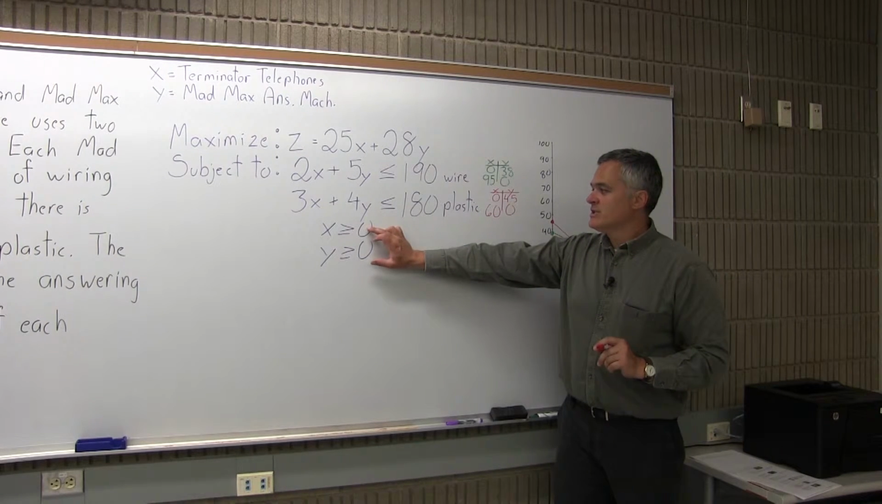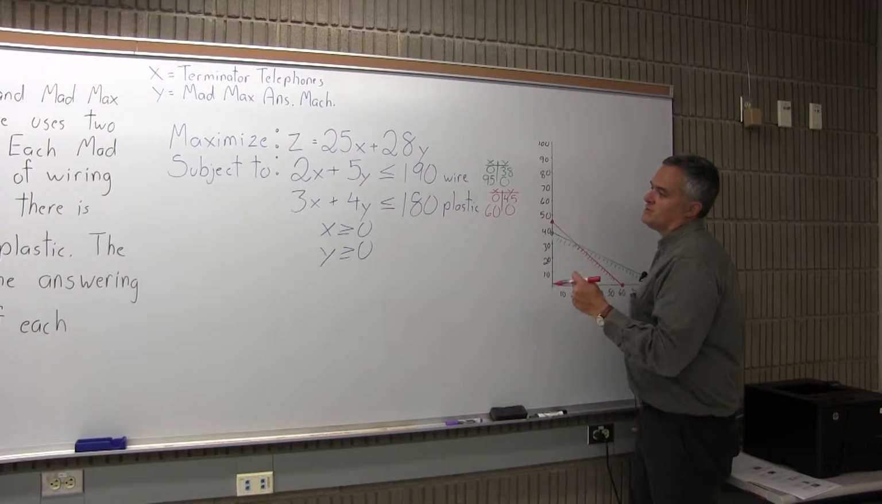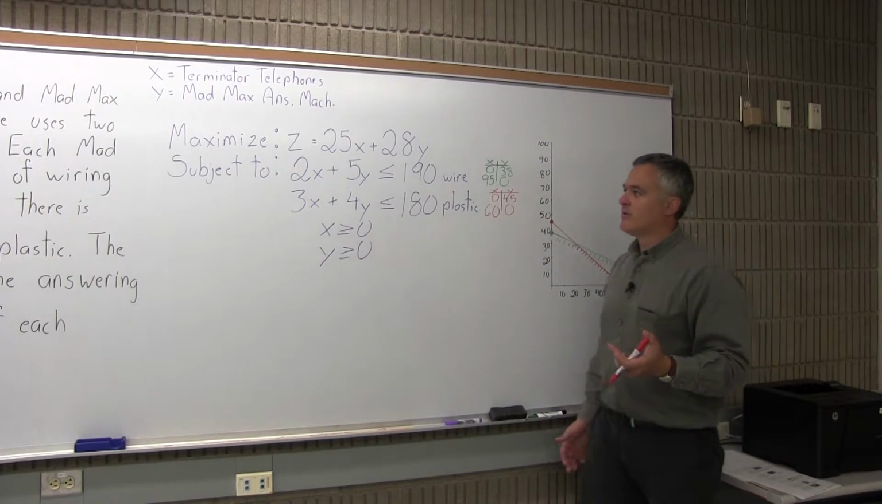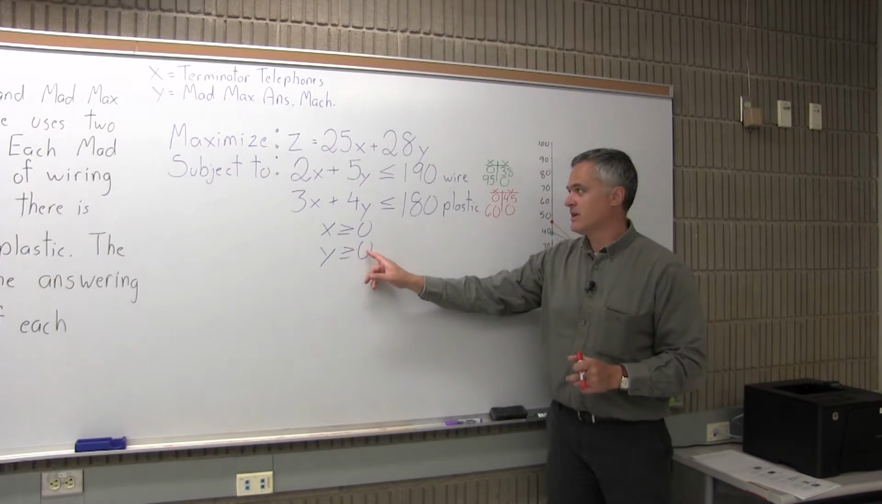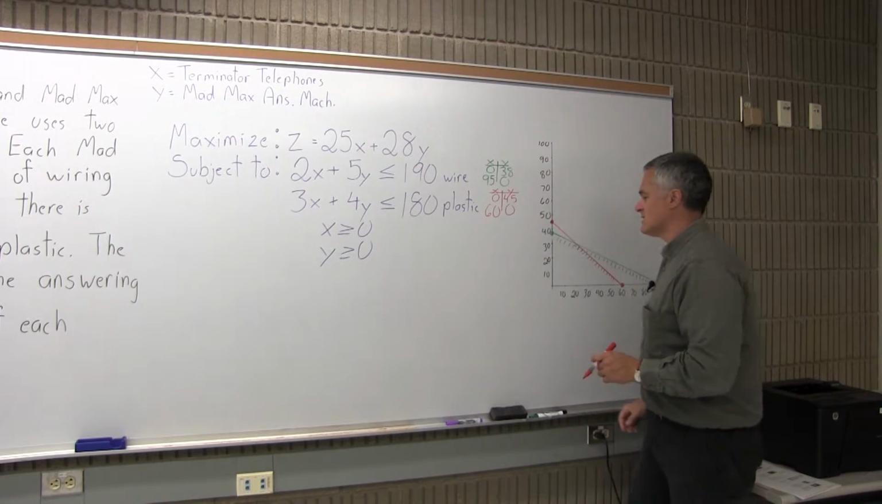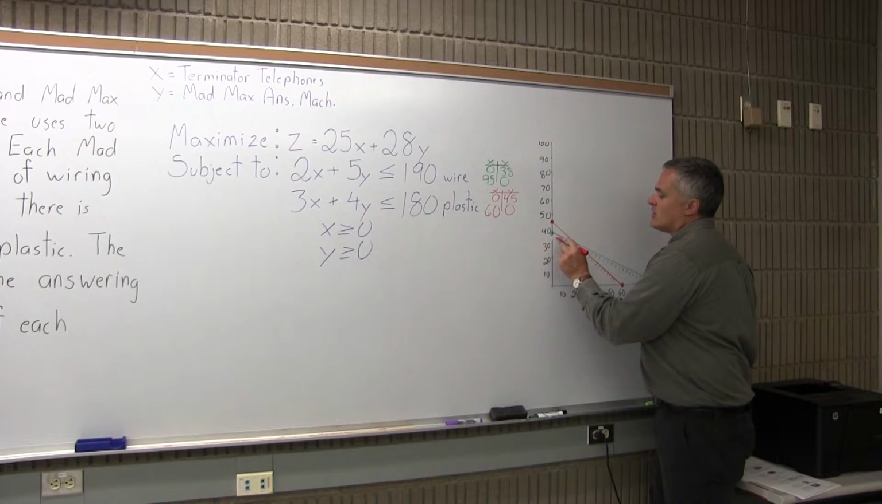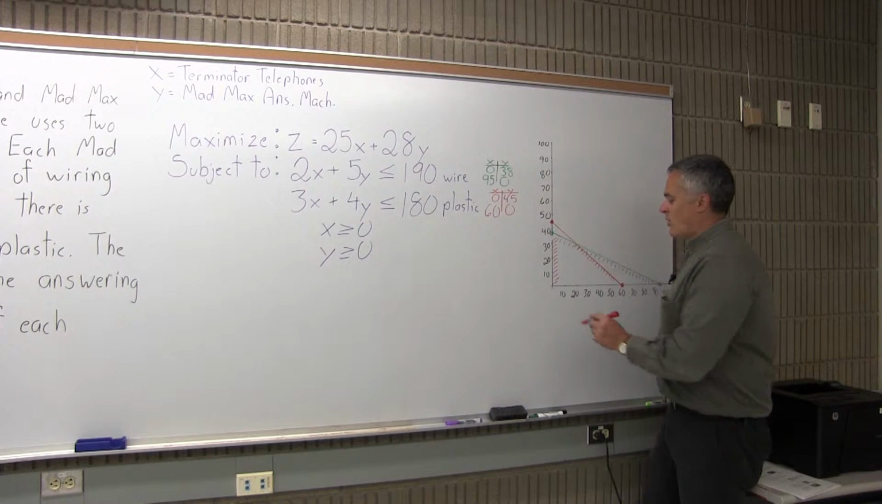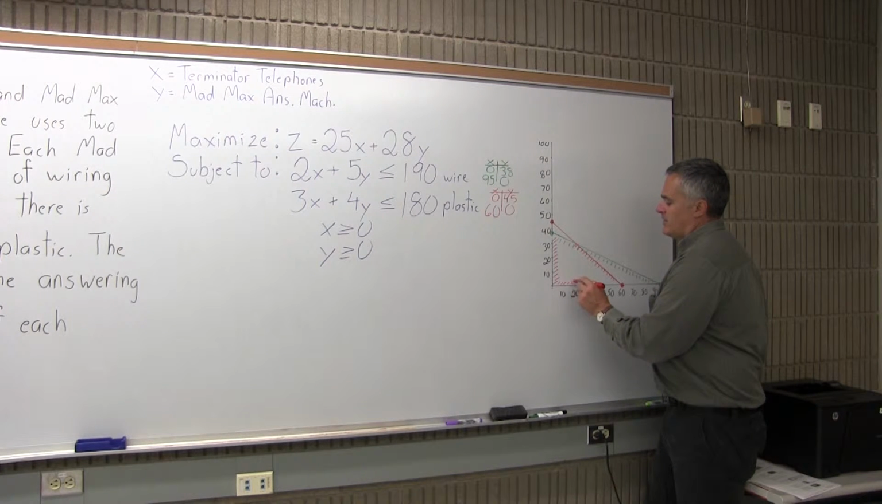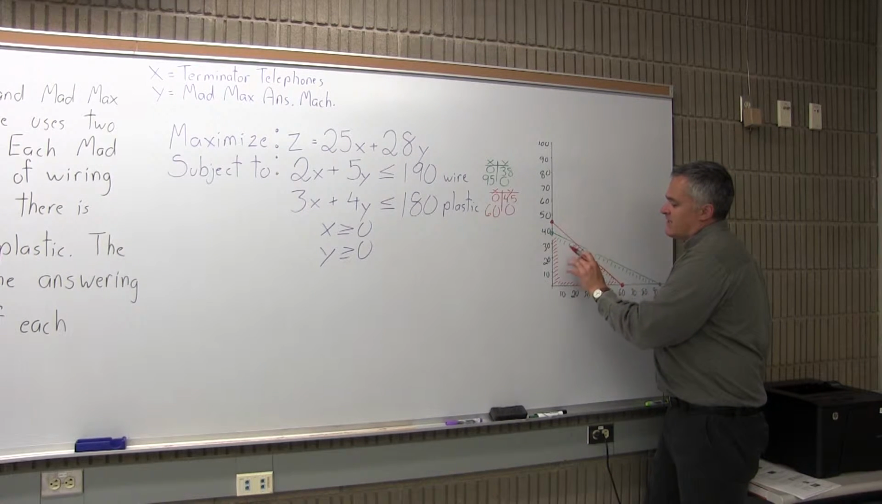Now the last two constraints, x is greater than or equal to 0, which basically means you can't make a negative number of telephones. That wouldn't even make sense. And y greater than or equal to 0, you can't make a negative number of answering machines. That doesn't make sense either. So x greater than or equal to 0 keeps you on the right side of the y-axis, only points with positive x coordinates. The y greater than or equal to 0 keeps you above the x-axis.